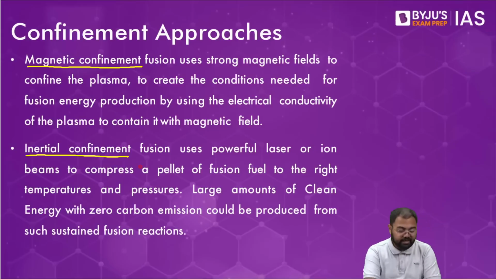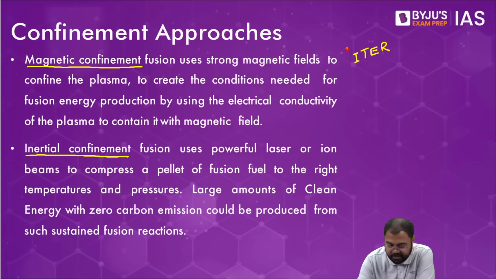And on the other hand, we have inertial confinement, where we use very powerful lasers. Through lasers we provide that energy so that we can bring these particles together. We can bring these particles close so that nuclear forces between them can be activated. So this is basically what we try to do in case of inertial confinement. Magnetic confinement is something that is also being tried in ITER, the International Thermonuclear Experimental Reactor. This is something that is using magnetic confinement.